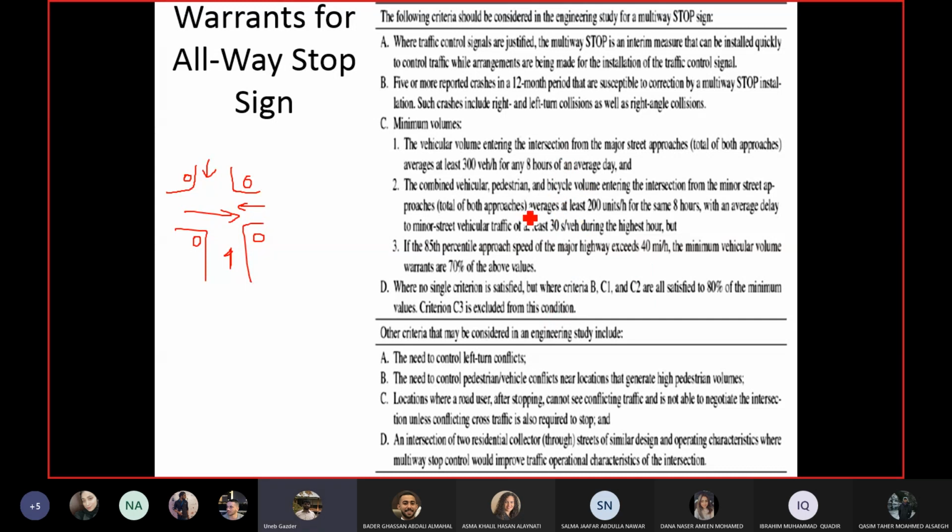So either you use the values mentioned in items 1 and 2, or you use 70% of them if the speed is above 40 miles per hour for the major road.